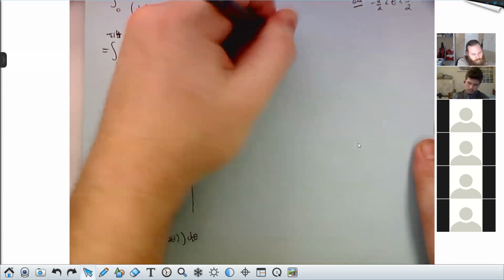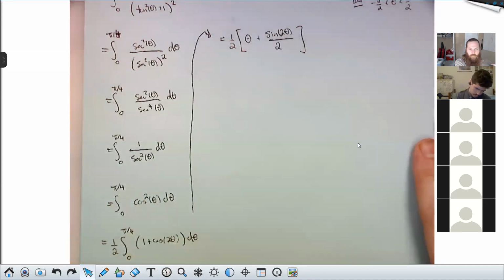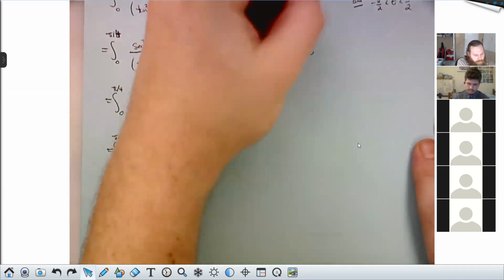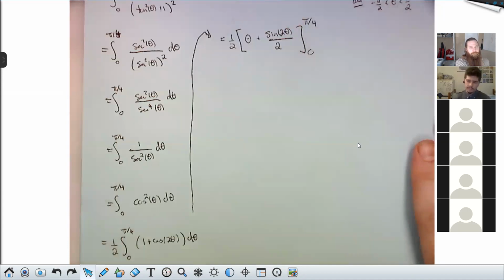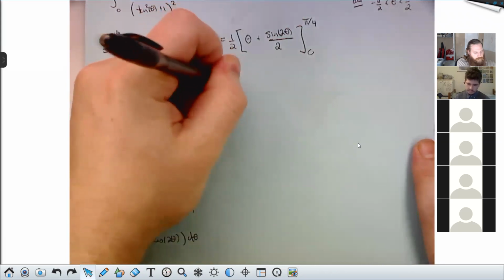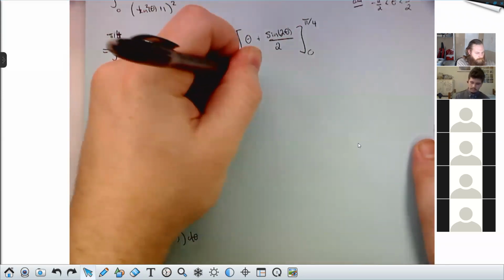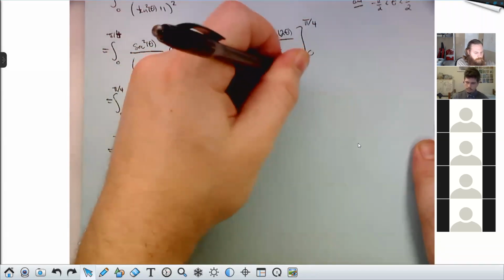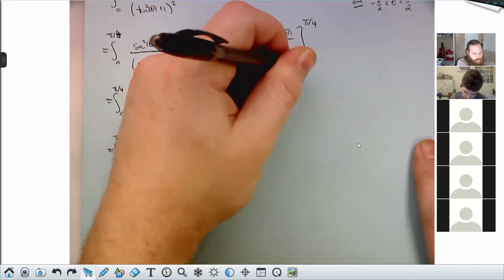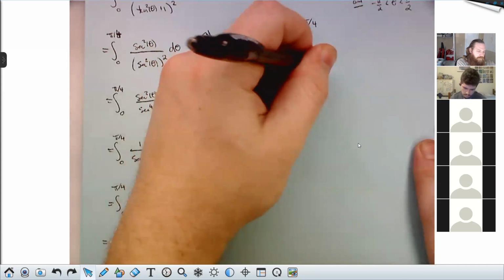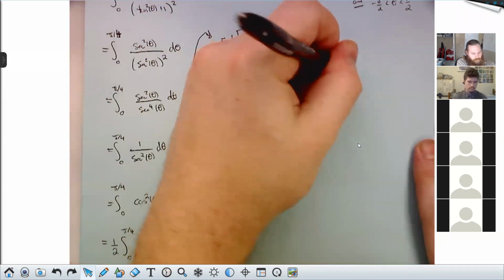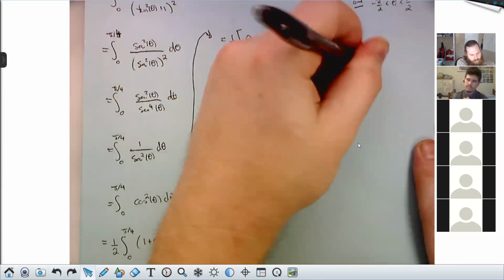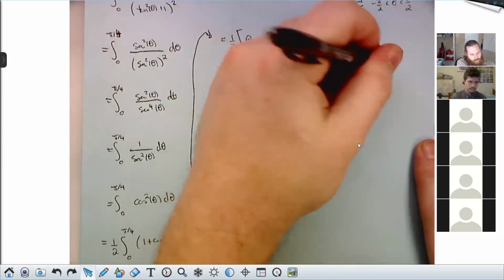2 theta over 2. And here's the good part. We don't have to use a triangle. We don't have to go back to x's because we were smart and we changed our bounds. You just plug in these new bounds. So this is 1/2 times pi over 4 plus the sine of 2 times pi over 4 all over 2, minus 0 plus the sine of 2 times 0 all over 2.